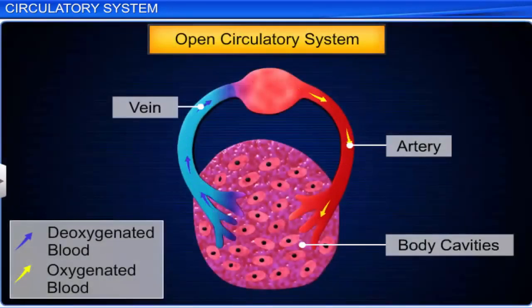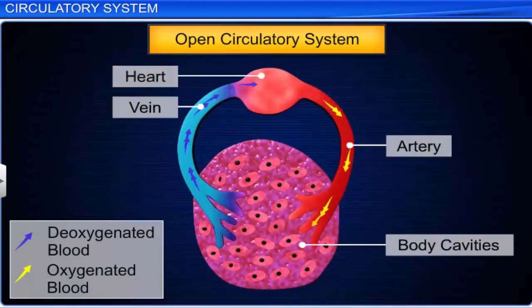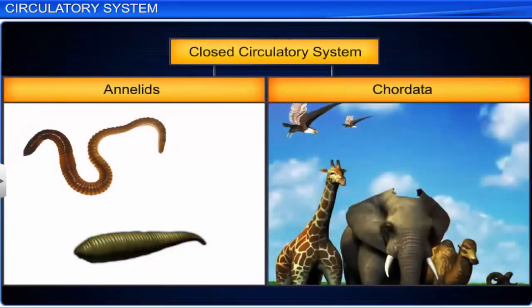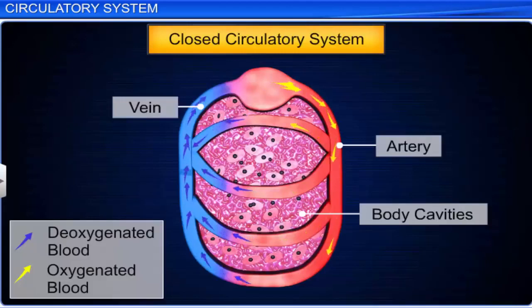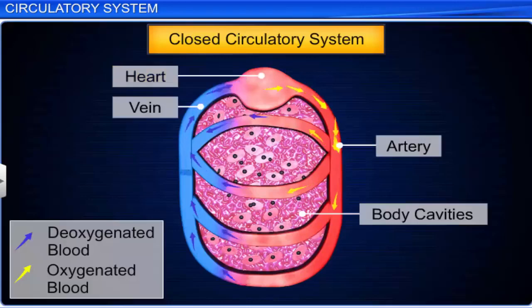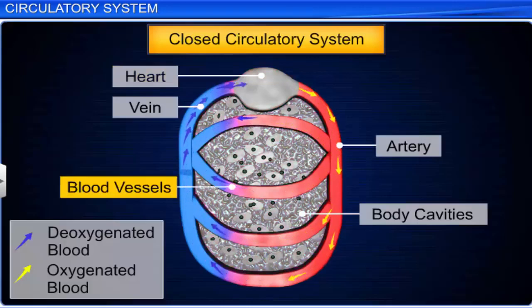In these organisms, the blood pumped from the heart reaches the open spaces or body cavities called sinuses through large blood vessels and bathes all the organs. Whereas a closed circulatory system is found in annelids and chordata. In these organisms, the blood pumped from the heart passes through the closed blood vessels to reach the tissues.